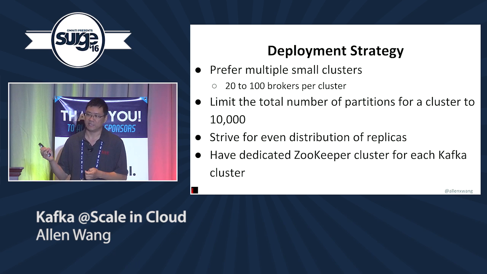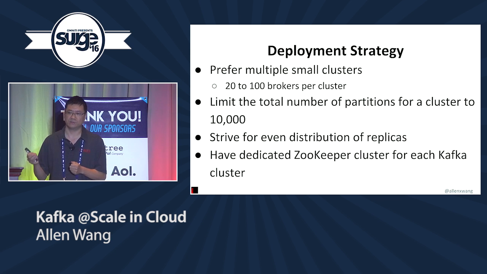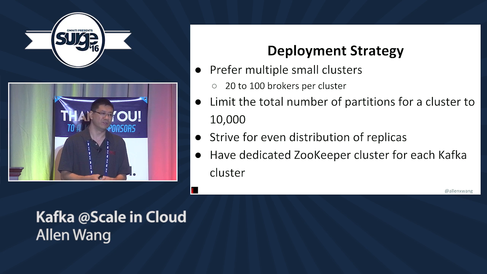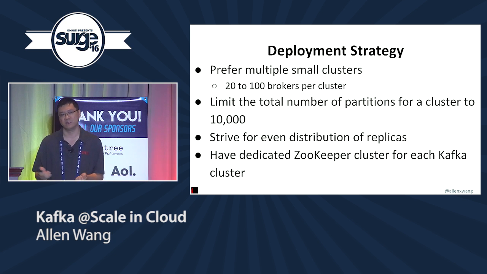This is because for a lot of Kafka operations, the latency of those operations is bound linearly to the number of partitions. So by reducing the number of partitions, we improve the latency and the overall availability of the cluster.